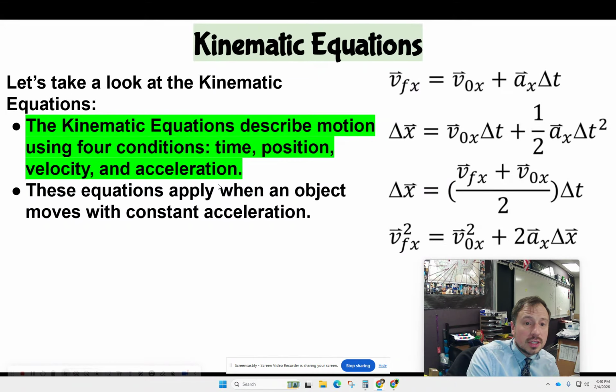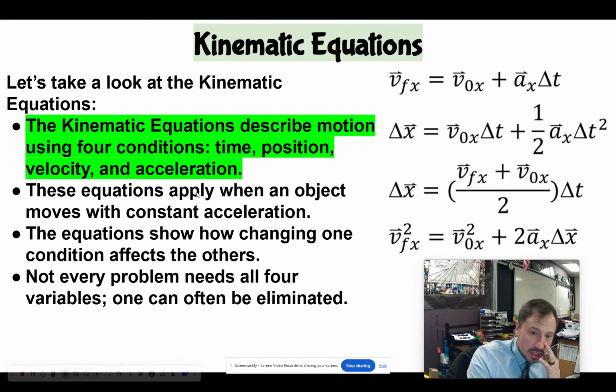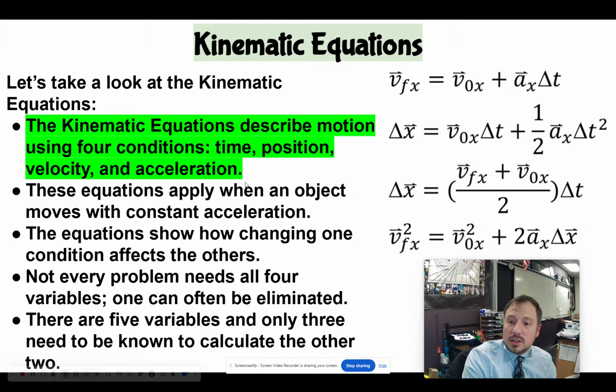This puts all those together: time, position, velocity, and acceleration. They show how one condition affects the others. Here's how you solve this. There's 5 variables up here. You only need 3 to calculate the other 2. So this sort of puts it all together when we're talking about calculating motion.